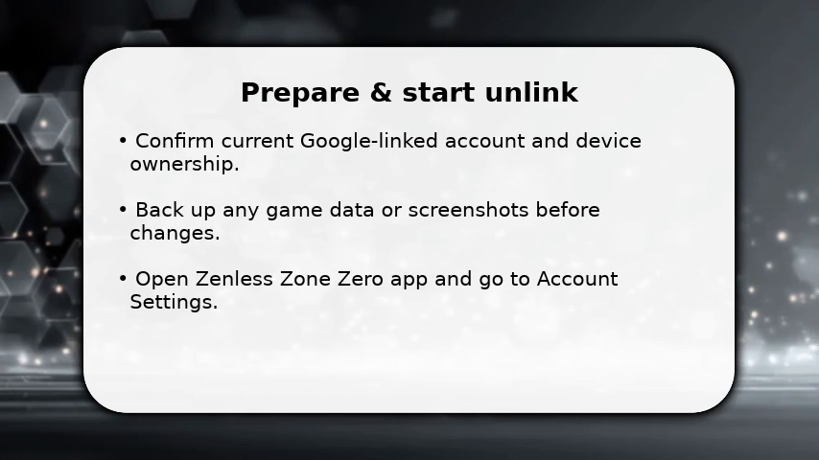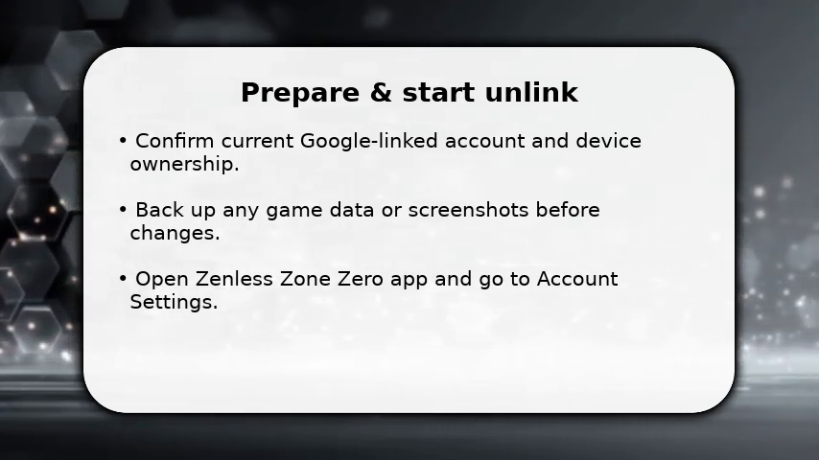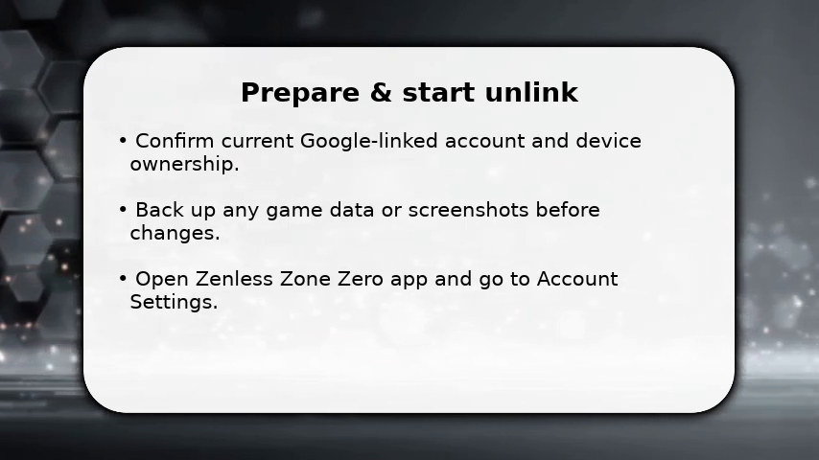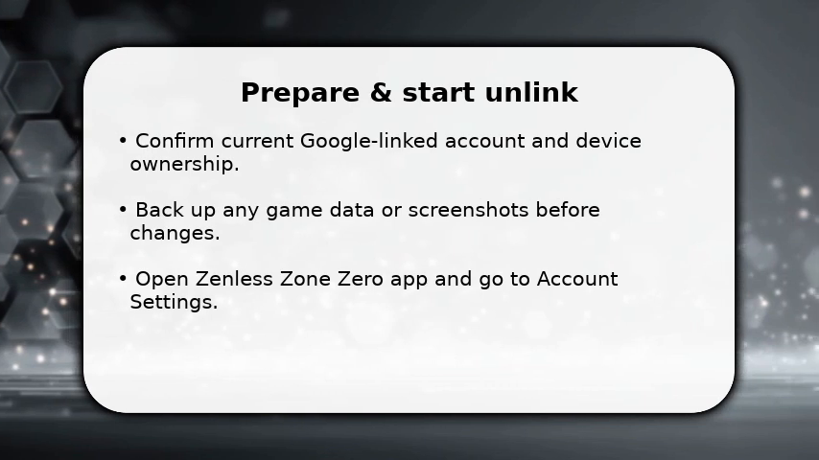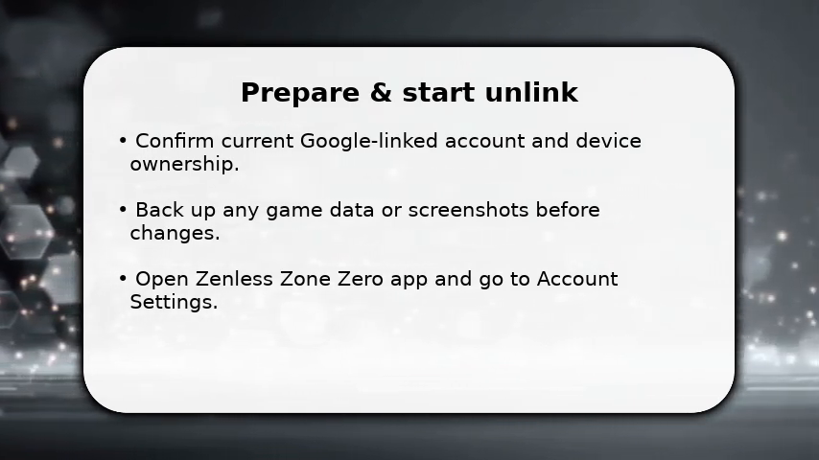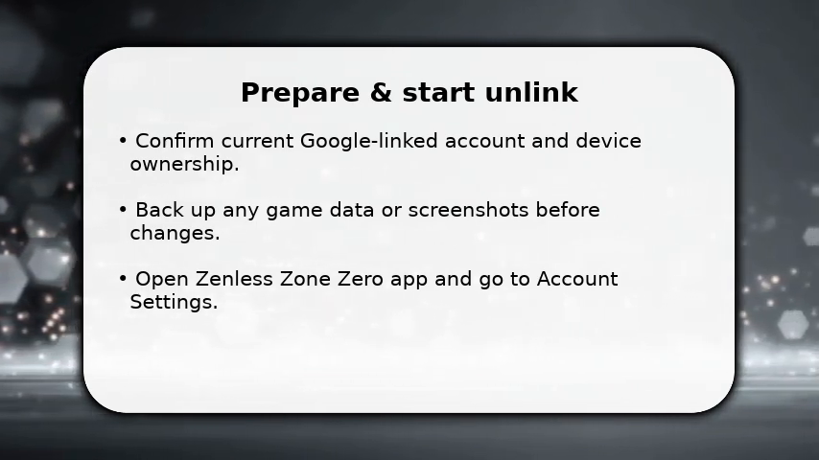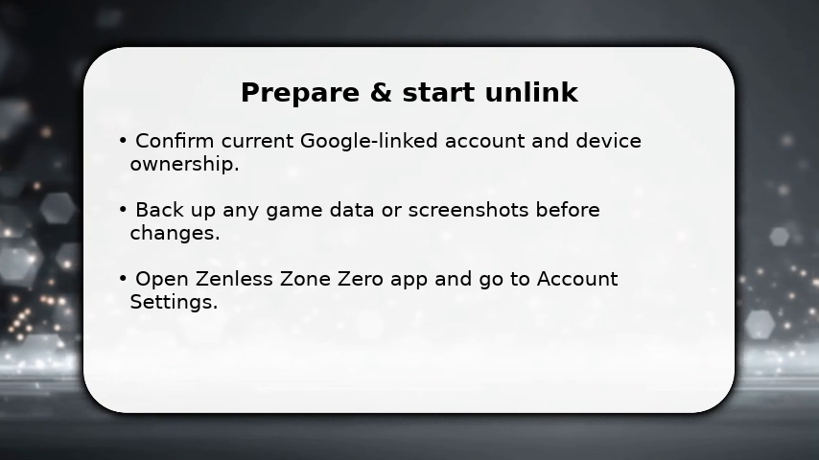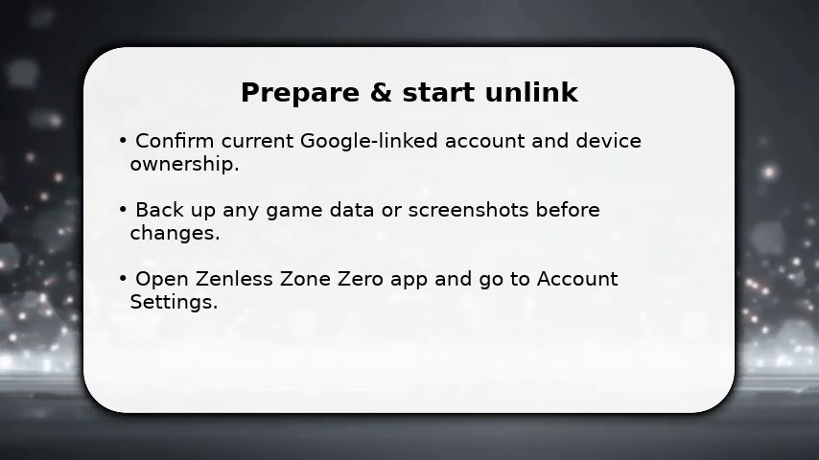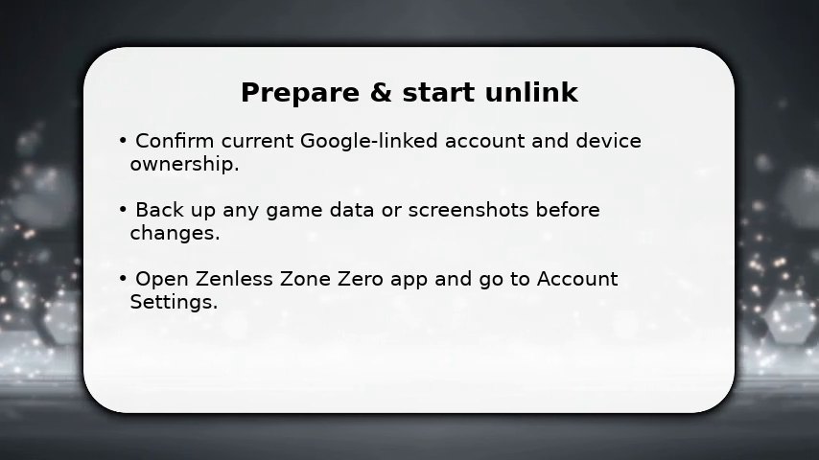You begin by verifying the Google account currently linked to your Zenless Zone Zero profile so you avoid disconnecting the wrong account. Once confirmed, make a quick backup of any locally stored progress or captures. This prevents accidental loss. Then open the game, tap your profile, and enter account settings. You must be logged in and have stable internet. Starting while offline can cause errors. Now locate the linked account section so you can start the unlink sequence immediately.